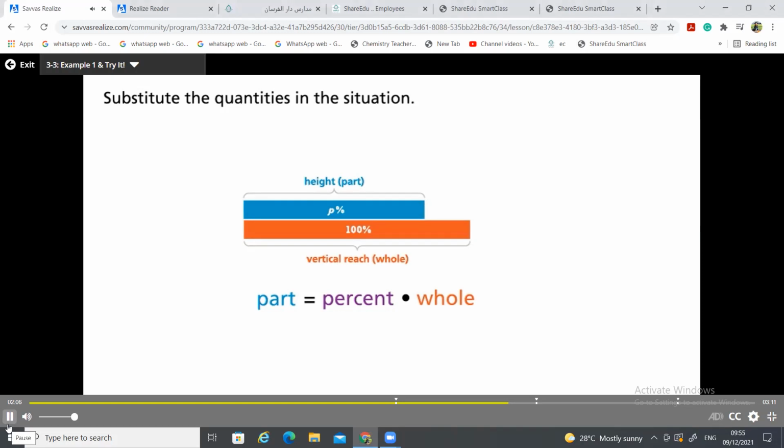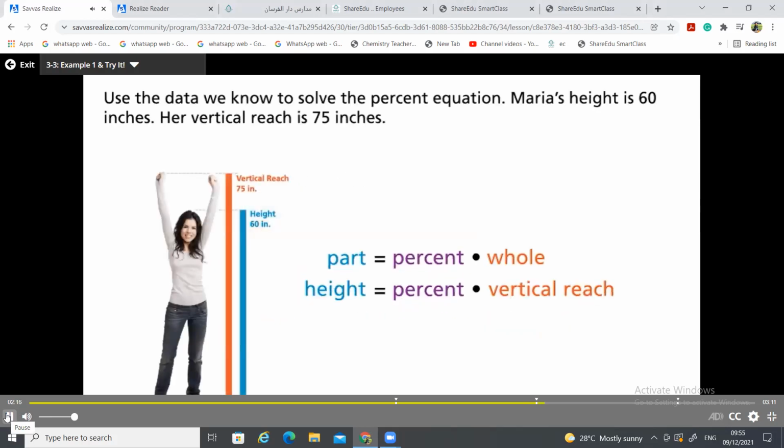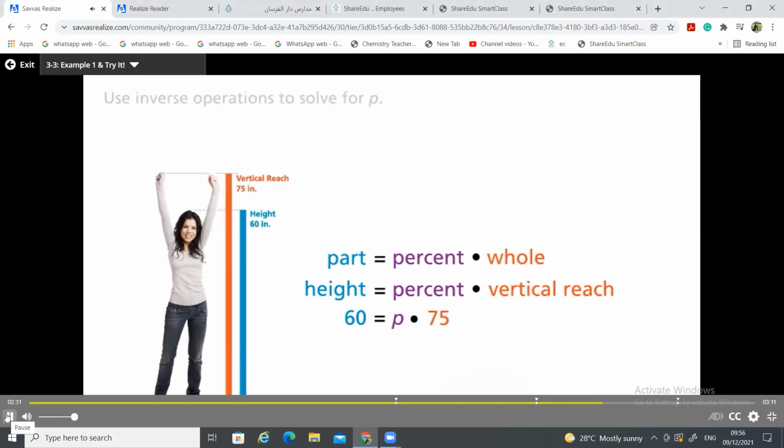In this problem situation, height is equal to percent times vertical reach. We can use the data we know to solve the percent equation. Maria's height is 60 inches, which is equal to percent, or P, times Maria's vertical reach of 75 inches. Use inverse operations to solve for P. Multiplication, because 60/75 is equal to P times 75.